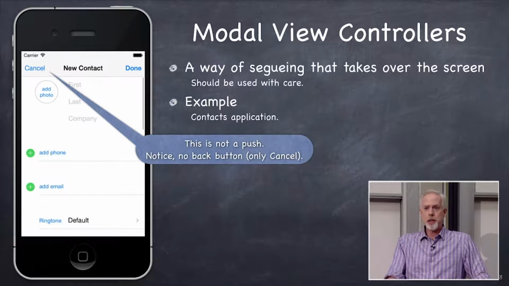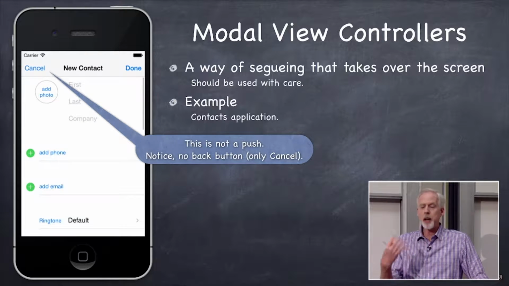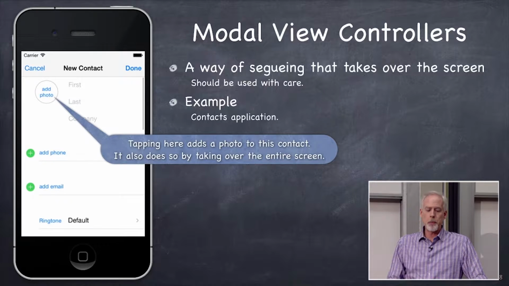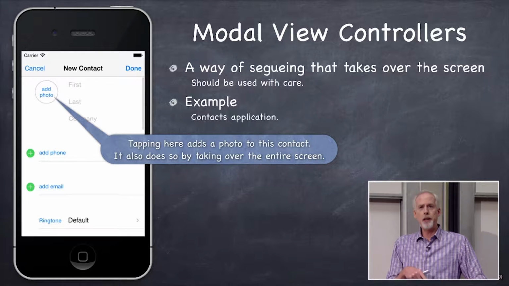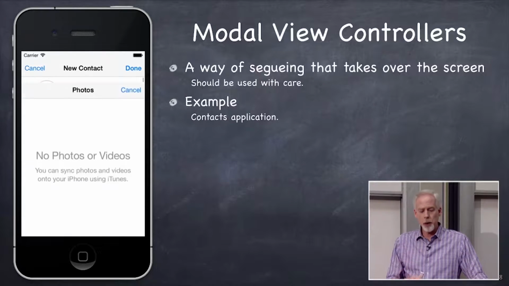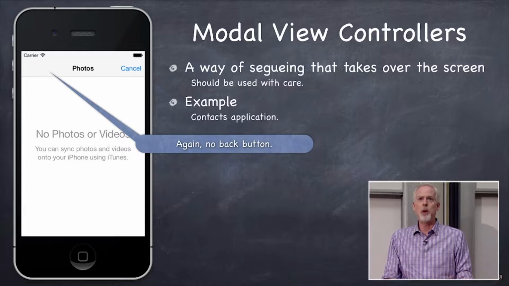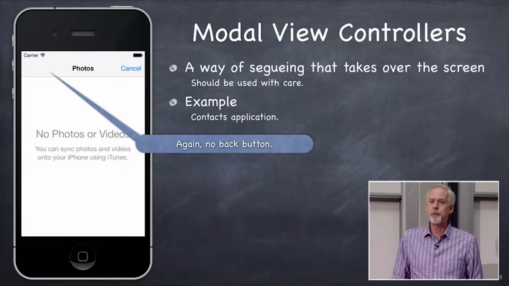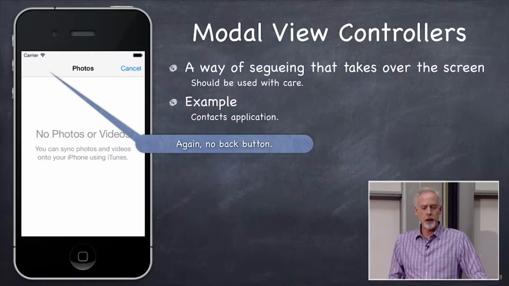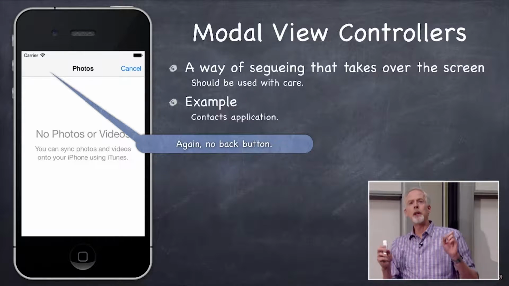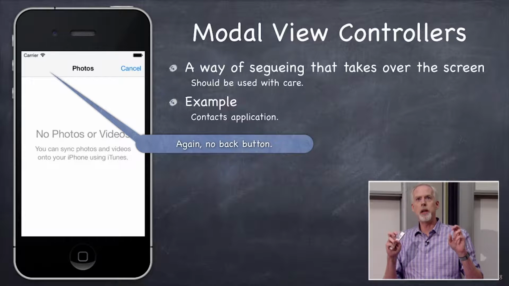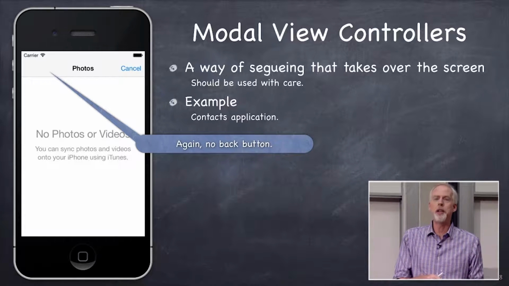And I can have presented this view controller and then present another view controller if I want. For example, this little add photo button in this new contact MVC, if you press it, it presents another modal view controller on top of the other one. Again, no back button. This is not a navigation controller. We are just presenting these things modally. We call it modally because the app is now in a mode, essentially, where it can only do this MVC, okay?